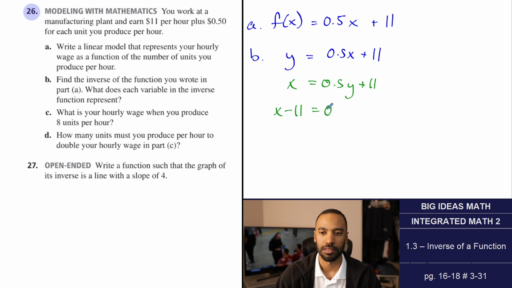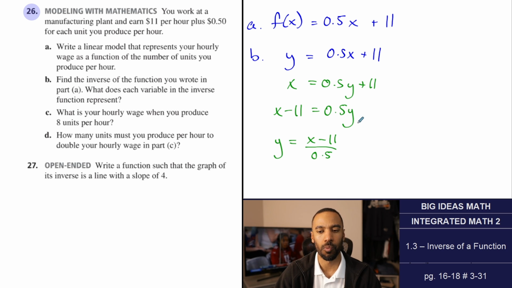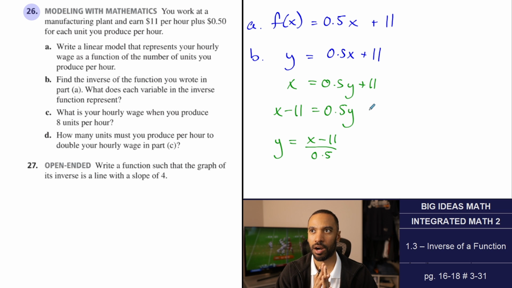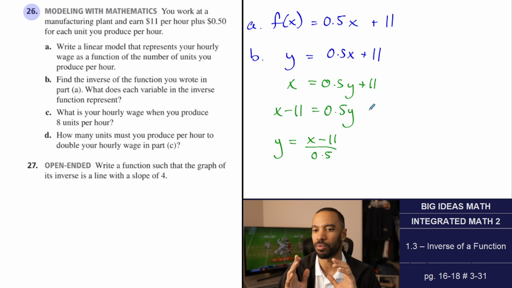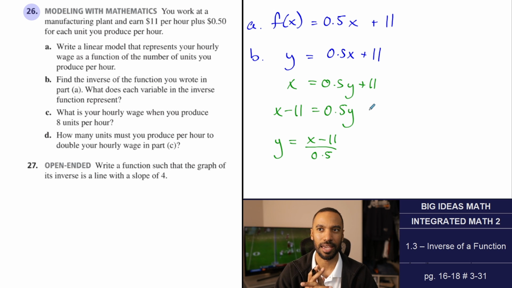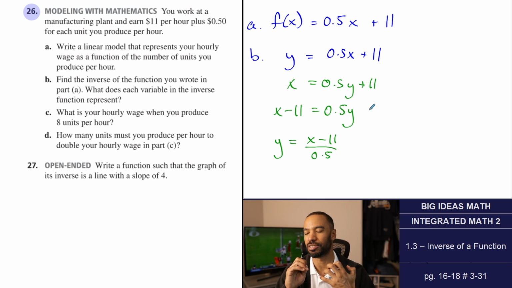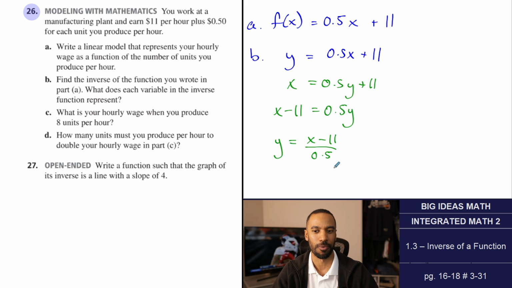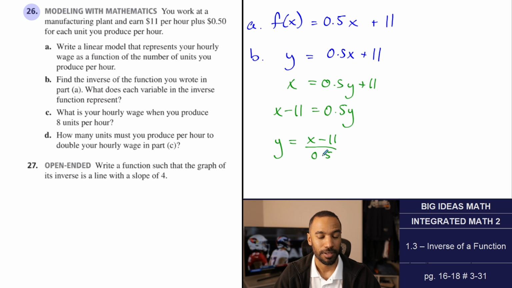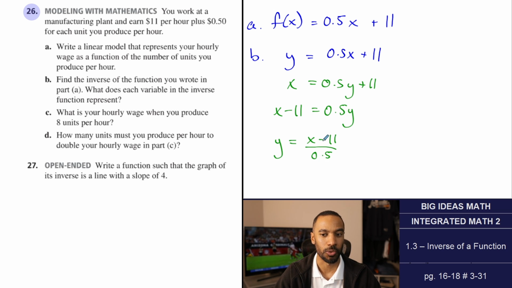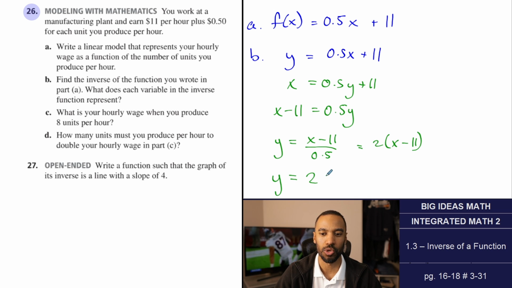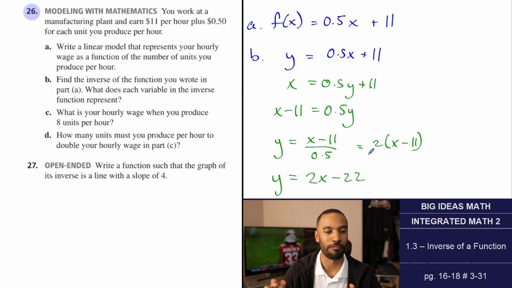Subtract 11, and then we can divide both sides by 0.5. Now y equals x minus 11 over 0.5. This is one version of it you could write. If you are kind of a math hound like I am, we're not really big on decimals with fractions. Decimals we can turn into non-decimals if we wanted to. 0.5 is the same thing as 1/2. Dividing by 1/2 is the same as multiplying by 2. Dividing by 0.5 is the same as multiplying by 2, meaning this is equivalent to 2 times this thing, or 2x minus 22. I kind of like that version more.